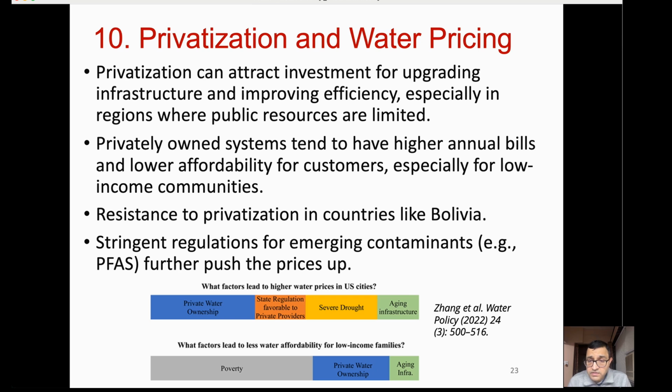A recent study by Zhang et al. in 2022 looked at different factors that lead to higher prices in US cities and factors that lead to low water affordability for low-income families. And private water ownership was a feature in both of them. That means that private water ownership leads to higher prices and also less affordability for low-income families. So it's still an ongoing issue and an ongoing debate.